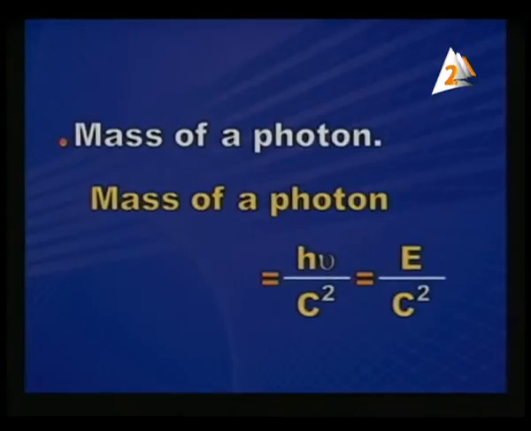Mass of a photon is given from the relation h nu over c squared. And h nu is the energy of the photon. So we can say it is equal to E over c squared. So either saying h nu over c squared or E over c squared. And of course, c is the speed of light in space, 3 times 10 to the power of 8 meters per second.